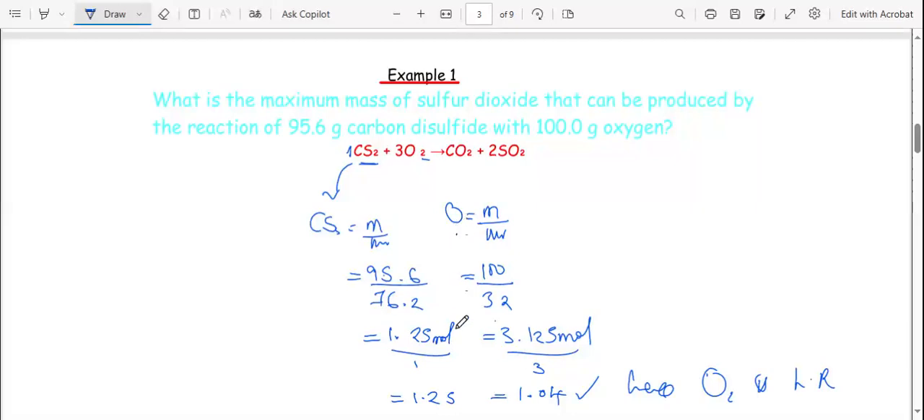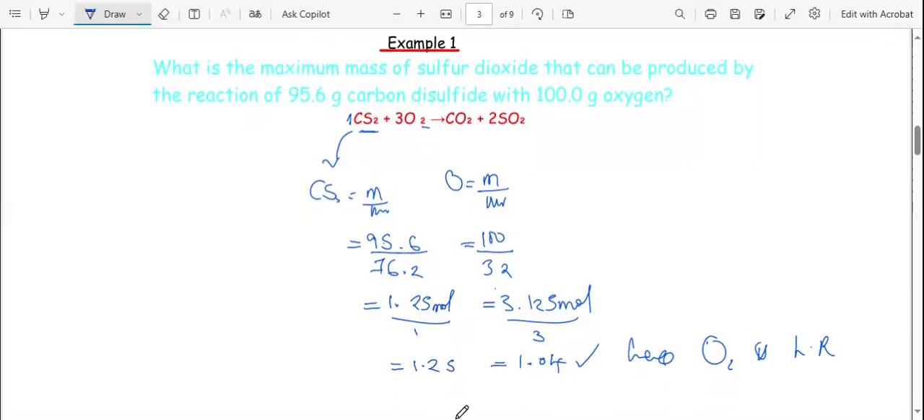So what we are going to do now is actually find the mass of... remember they asked what is the maximum mass of sulfur dioxide that can be produced by the reaction of 95 point. So in short, we are talking about sulfur dioxide, which is here. So this is our sulfur dioxide. So we'll be using this limiting reagent to ratio it with this one that we have there.